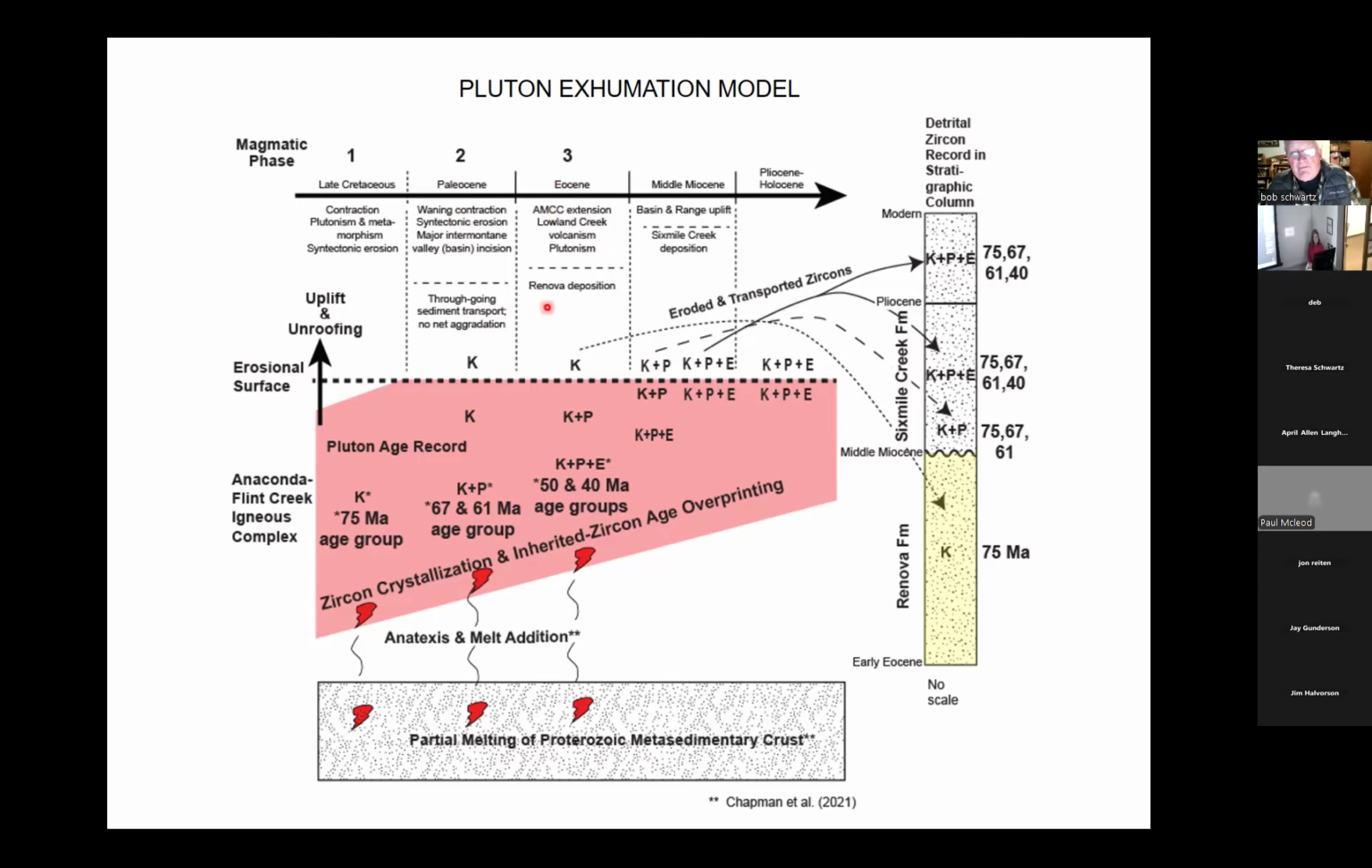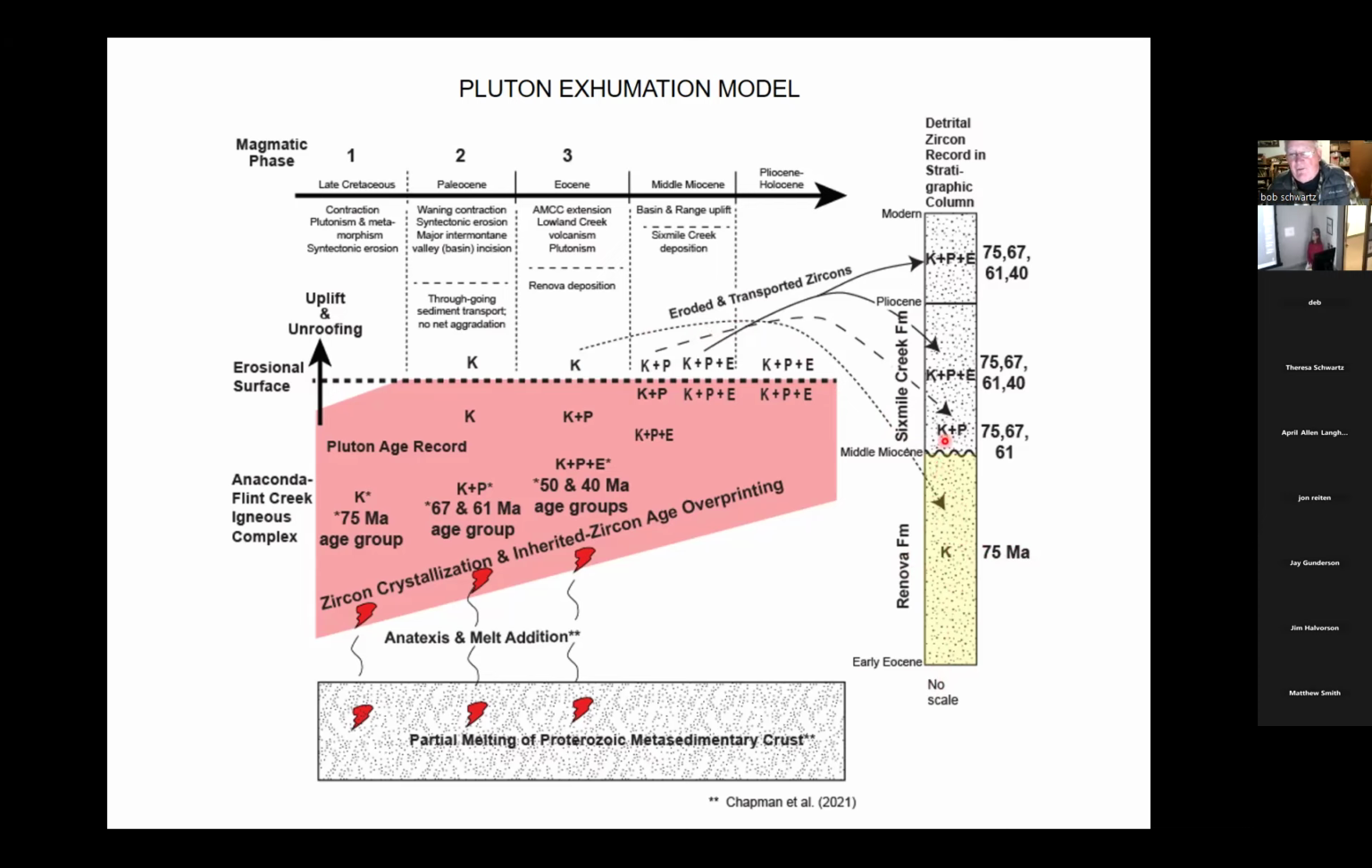Now Renova deposition begins, and we're cut farther down into the pluton, but we're still in the upper regions where only late Cretaceous igneous zircons are being made available and being transported into the adjacent basin, the Renova Formation, giving a 75 Ma group, plus older groups that were already there. I'm leaving those out of the story.